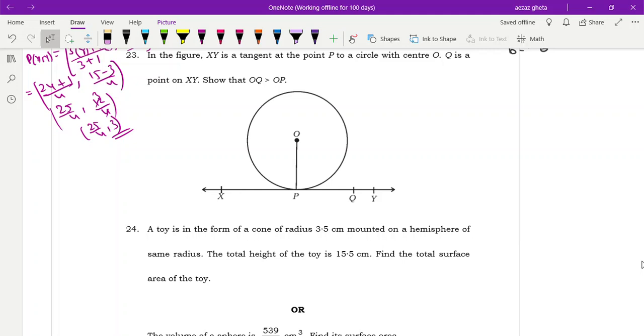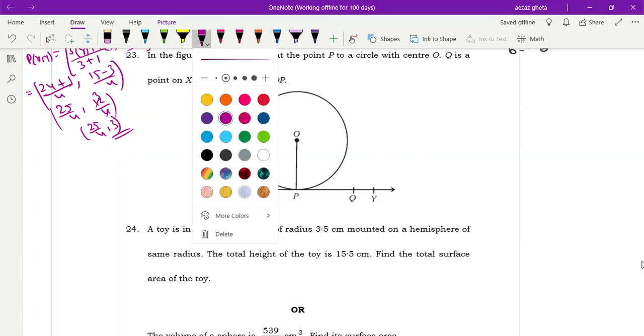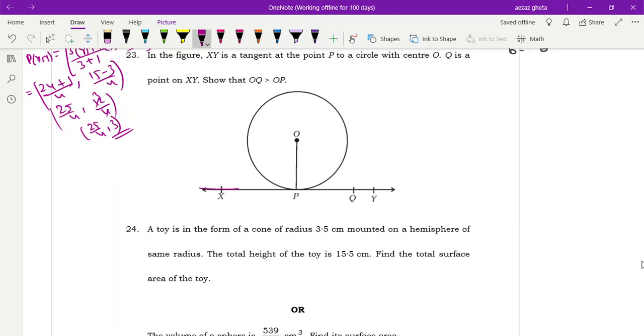In the figure, XY is a tangent at the point P, the point of contact, to a circle with center O. Q is a point on XY. Show that OQ is greater than OP.